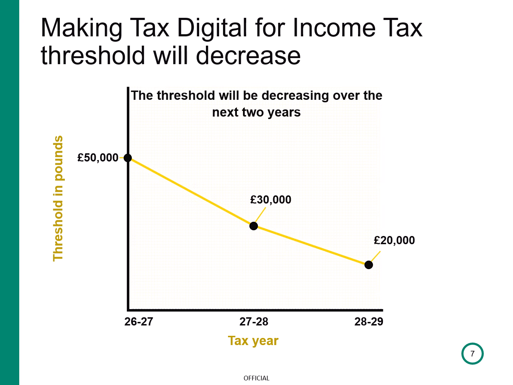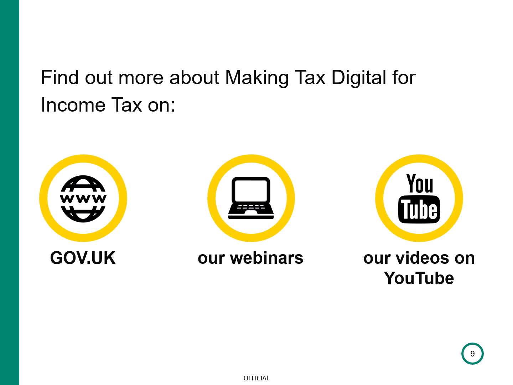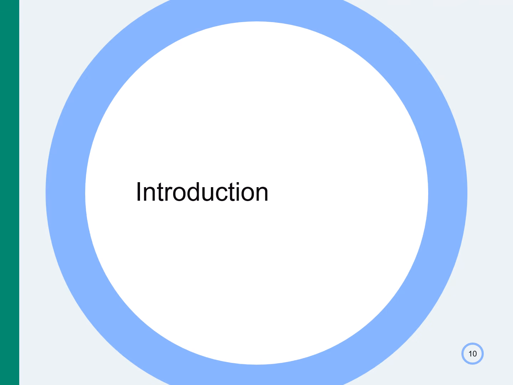The £50,000 threshold is being reduced over the next 2 years to £30,000 and then £20,000. You must sign up to MTD for income tax before the start of the tax year in which you're required to start using it. Find out more about MTD for income tax on gov.uk, in our webinars and our videos on YouTube. I'll briefly explain a few things about the employment section of your tax return.